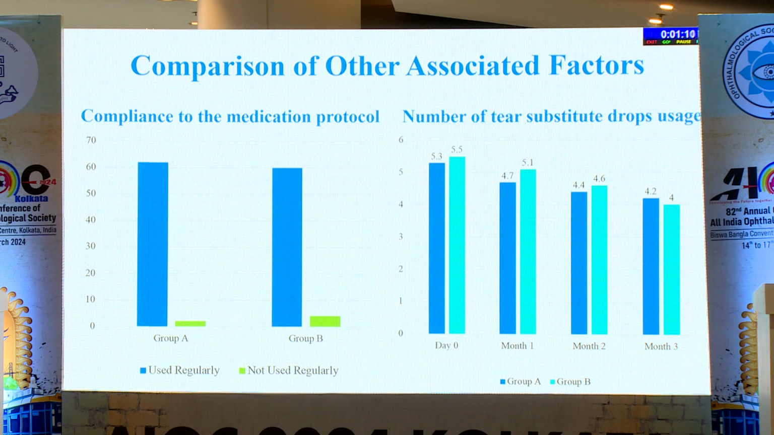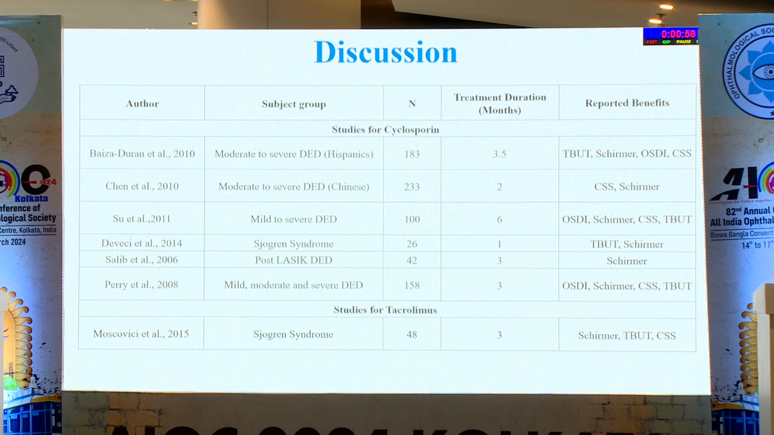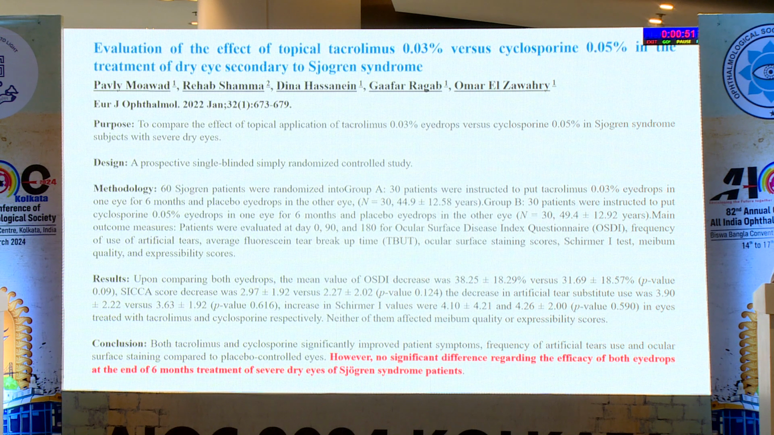The compliance of both groups was approximately 98%, and the number of tear substitute usage decreased over the time period. There are multiple studies done with cyclosporin, but only one study has been done with tacrolimus. Recently, one clinical trial has been published comparing tacrolimus and cyclosporin in Sjogren syndrome, which shows there is no significant difference between the 2 drops.